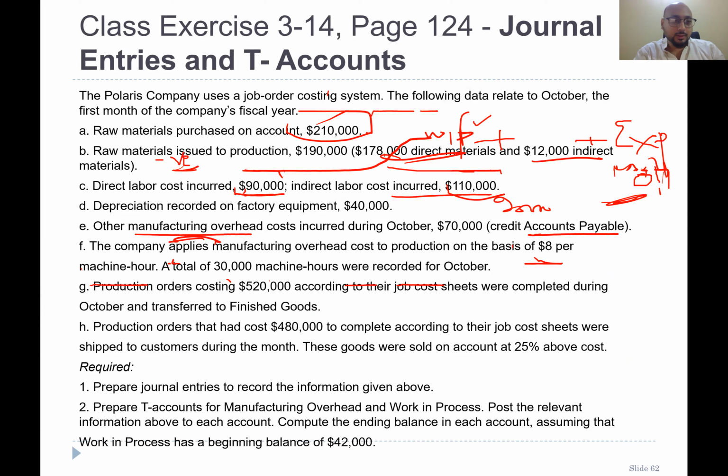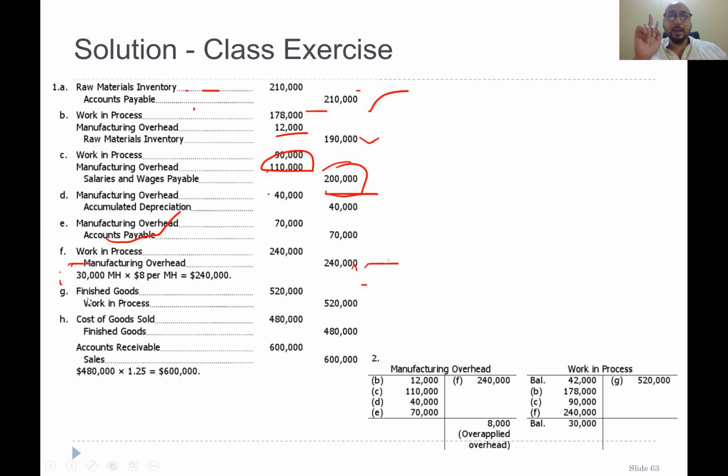And now G is the production orders costing 520,000 according to the job cost sheet, which were completed during October and transferred to finished goods. It means 520,000 worth of goods is now completed. Like we transferred raw material to work in progress, and now we are transferring from work in progress to finished goods. It means work in progress inventory is going to decrease, and finished goods inventory is going to increase. So the entry would be finished goods increased, asset increase, debit; work in progress, asset decrease, credit. So finished goods to work in progress.